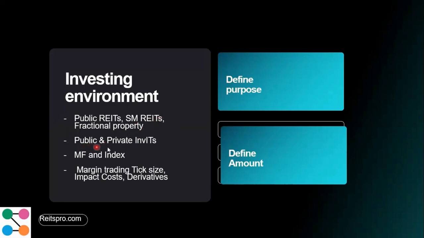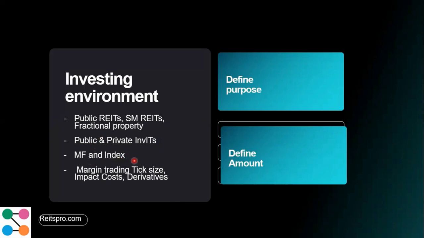The second is the public and private InvITs. Again, the minimum limits on a private InvIT are far more. It's about 25 lakhs today for a private InvIT, the trading lot size. And in case of public InvITs, you can just buy and sell with 1 unit. Every unit was priced at around 100 rupees or so at the time of issue. So some InvITs are 140, 150, some InvITs are 80, 85, and so on.